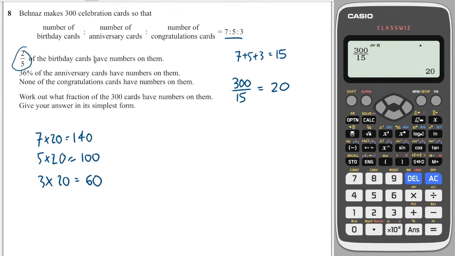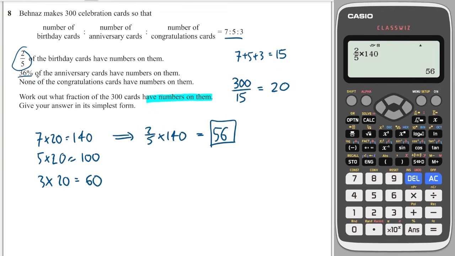Okay, 2/5 of birthday cards have numbers on it. First off, I probably should read the question. We need to find the ones that have numbers on them. And 2/5 of the birthday cards have numbers on it. So this one, I need to do 2/5 of 140. So I can just use my calculator to do that. 2/5 of means times 140, which is 56. Okay, that they have numbers on it, great.